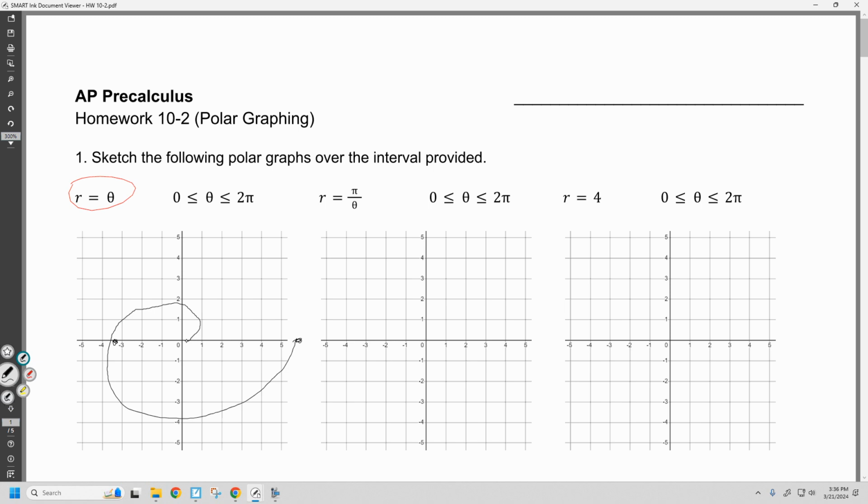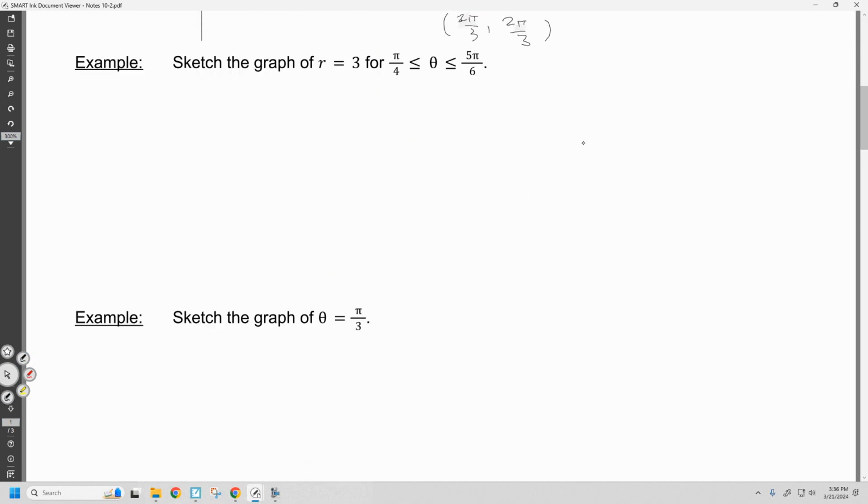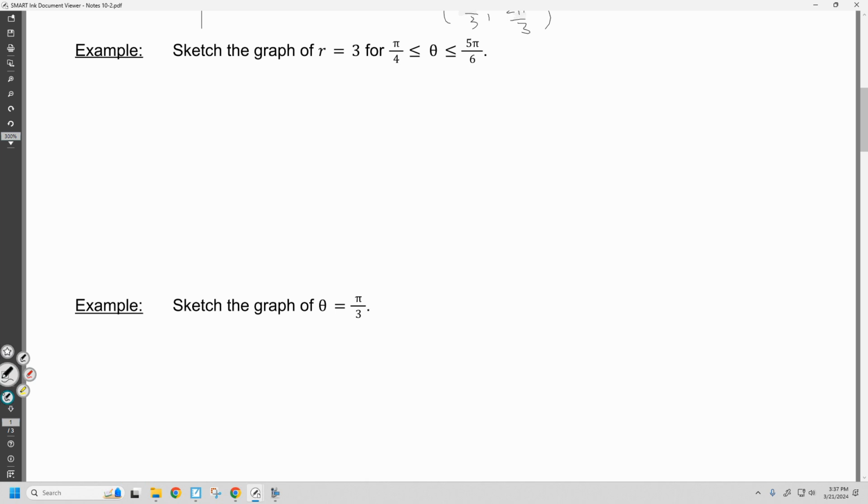Now, the key is to think about your angle. And the graph isn't just created. We have to give you angles. For example, what if I asked you to sketch the graph of r equals 3, but from pi over 4 to 5 pi over 6 as your angle? You were all good at the beginning of class saying r equals 3 is going to look like a circle of radius 3. But what if I asked you to graph r equals 3 from pi over 4 to 5 pi over 6? What would that look like? Go ahead, show your neighbors.